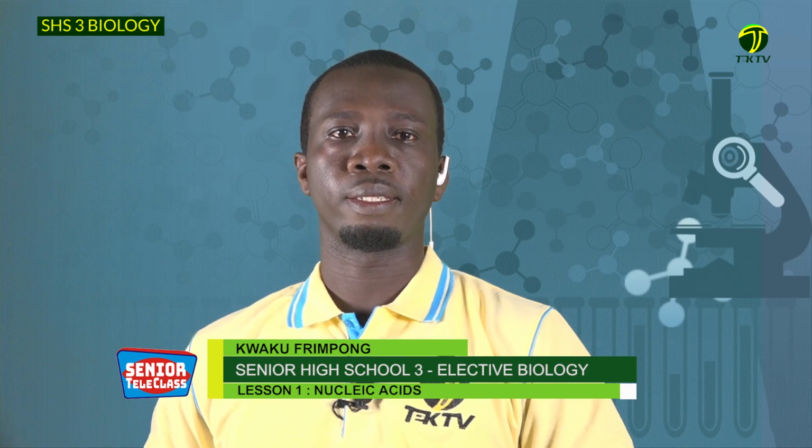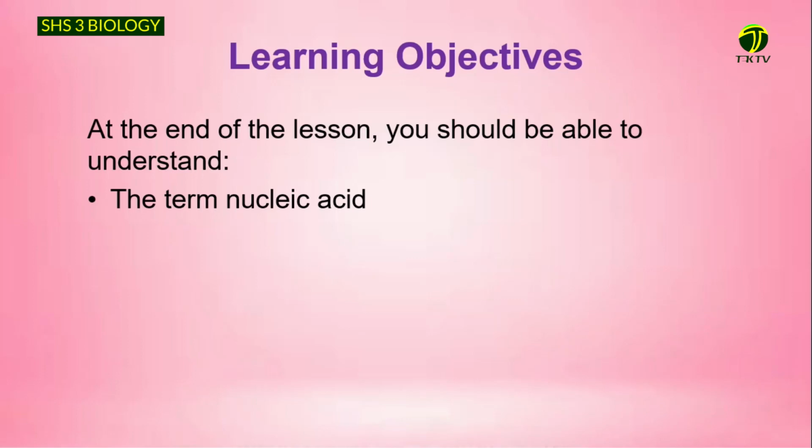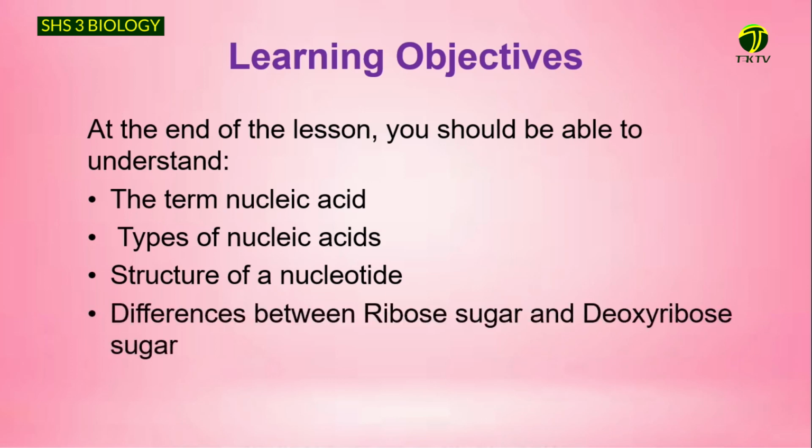This is our first lesson on biology, SHS 3. Our lesson is on nucleic acids. By the end of the lesson, you should be able to understand the term nucleic acid, types of nucleic acids, the structure of a nucleotide, differences between ribose sugar and deoxyribose sugar, and types of bonds in nucleic acid.